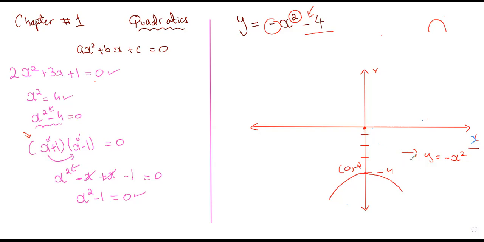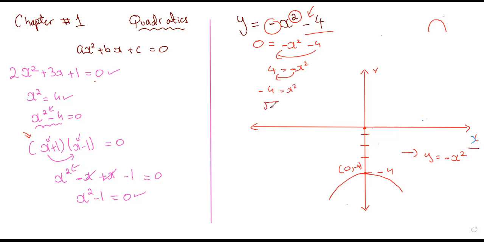Let's see if we can find out any roots. I told you that in order to find the value of x on the x-axis, we use y equals 0. Let's use y equals 0, so 0 equals minus x squared minus 4. I'll take -4 to the other side. I will get 4 equals minus x squared. I'll take this minus to the other side. I'll get -4 equals x squared.